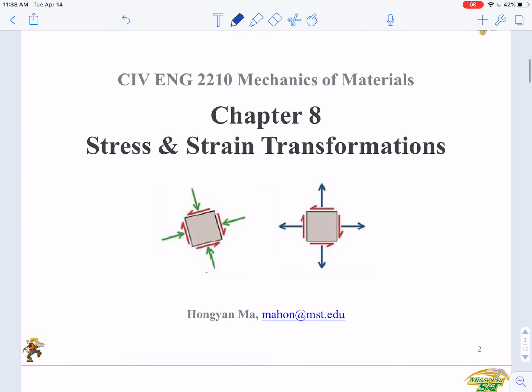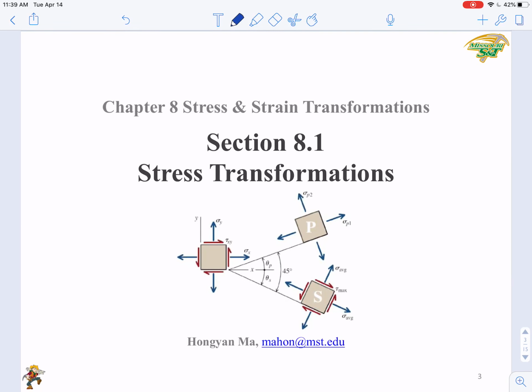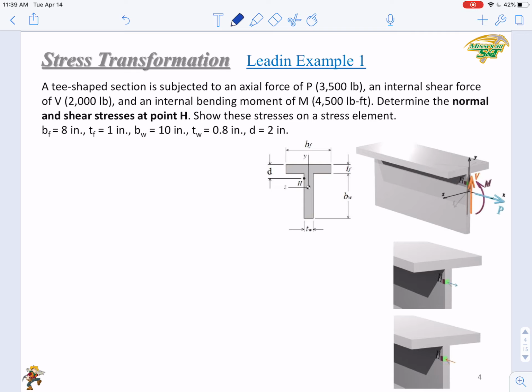Okay, this is chapter 8, stress and strain transformation, and in section 1 we will focus on stress transformations. We will start from 2 lead-in examples. In the first example, we show a T-shaped section that is subjected to an axial force P, internal shear force V, and an internal bending moment M. To determine the normal and shear stresses at a point H, show the stresses on the stress element. And all the dimensions have been given.